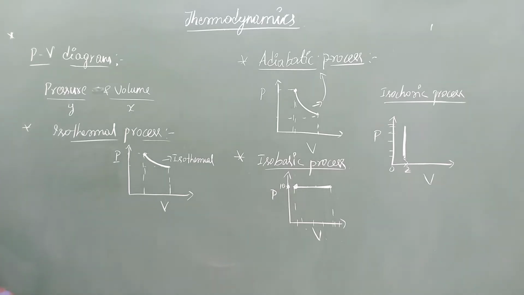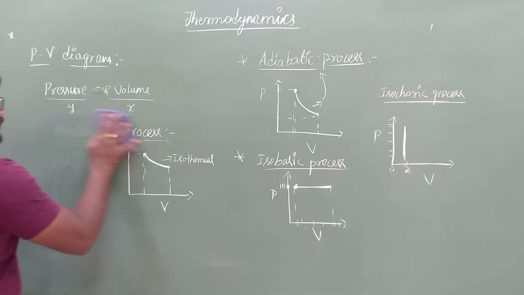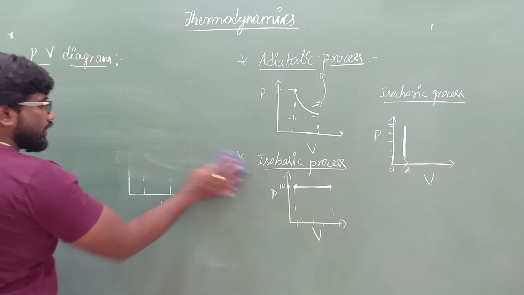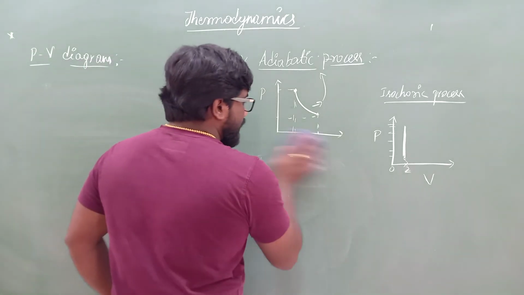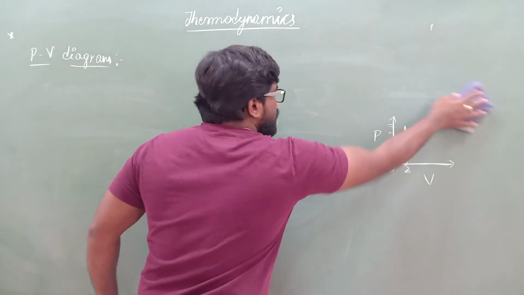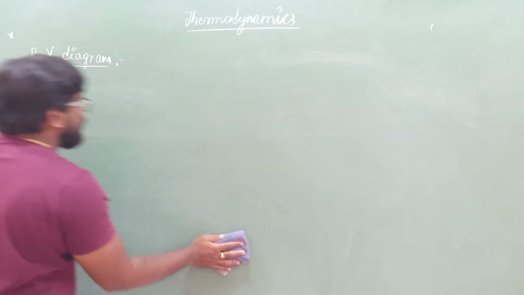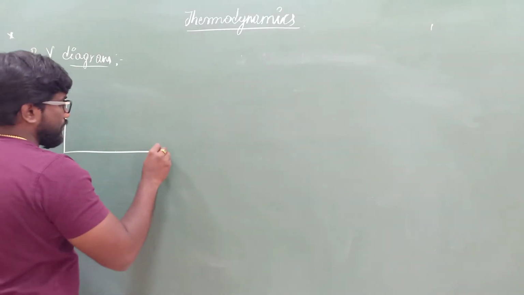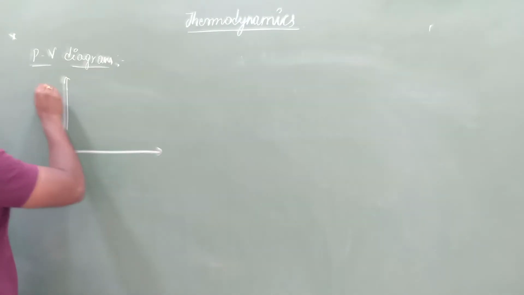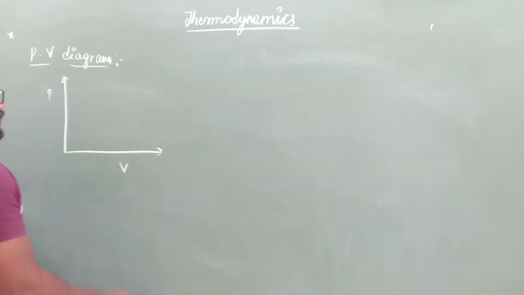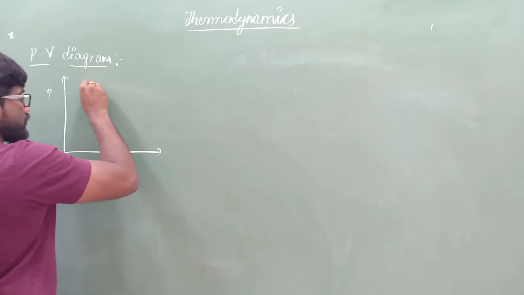Sir, can we represent all these together at one time? Yes, we can easily represent. Isothermal, isobaric, isochoric and adiabatic, all these four we can represent in one graph. Then how will it look? I'll write. See, first you have to write the PV graph, pressure and volume. So first one, isothermal process.